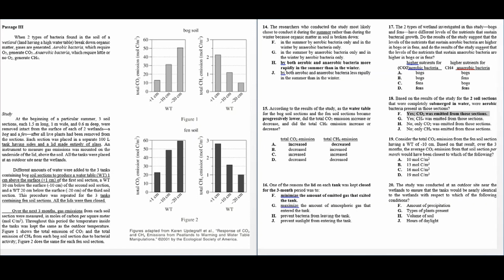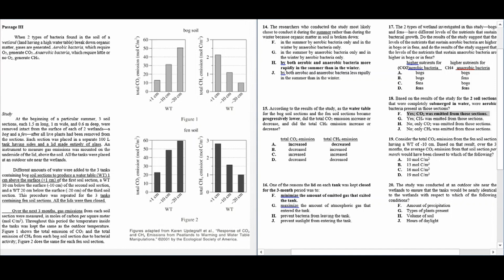Question 19. Consider the total CO2 emission from the fen soil section having a water table of -10 centimeters. Based on that result, over the 3 months, the average CO2 emission from that soil section per month would have been closest to which of the following? This is another graph reading question. We're looking at the fen soil section, CO2 emissions, water table -10 centimeters. So that's this bar. The value is a little less than 50, let's say 49.